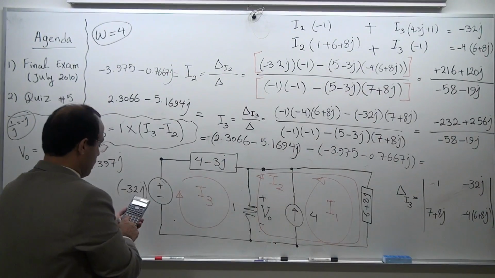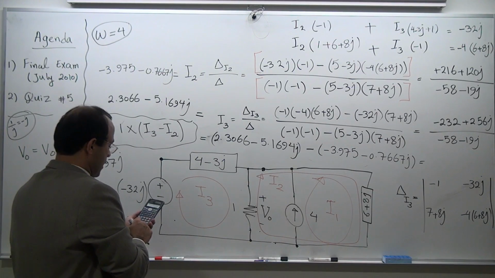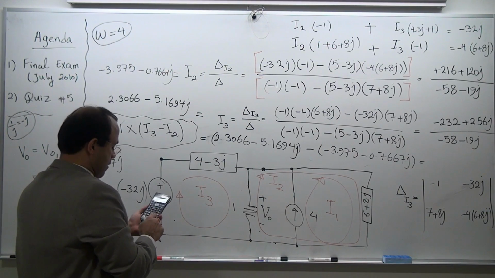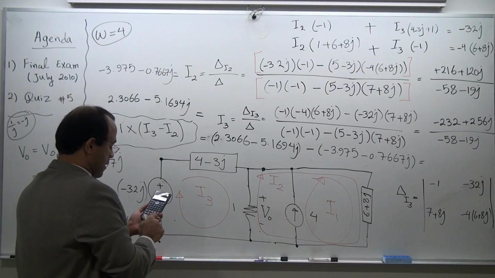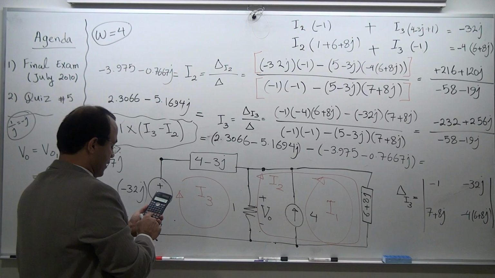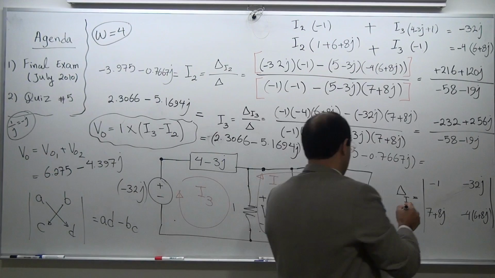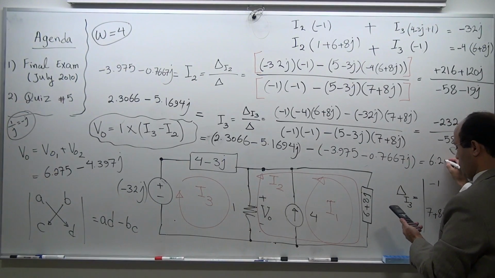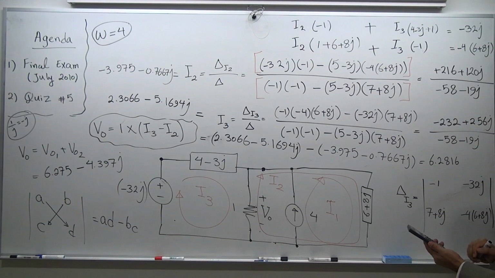Okay, let me try one more time. 2.3066 minus 5.1694j. Okay, minus open bracket minus 3.975 minus 0.7667j. Yeah, 6.2816, and then equal sign minus 4.403j.